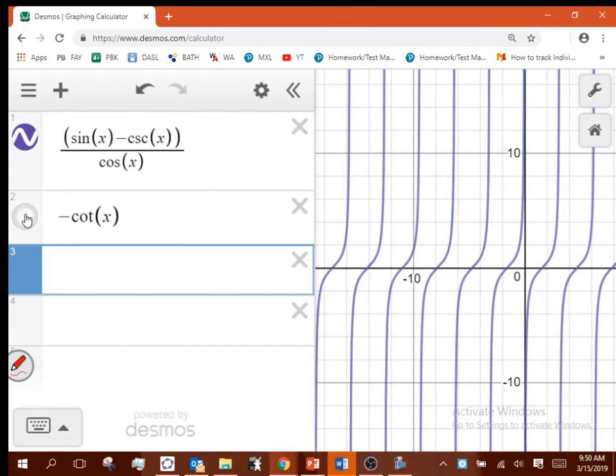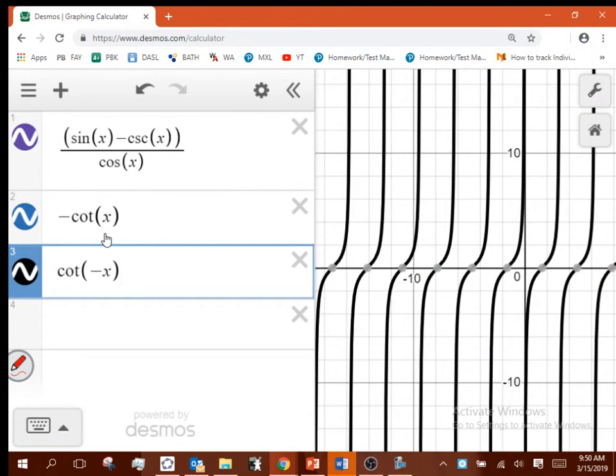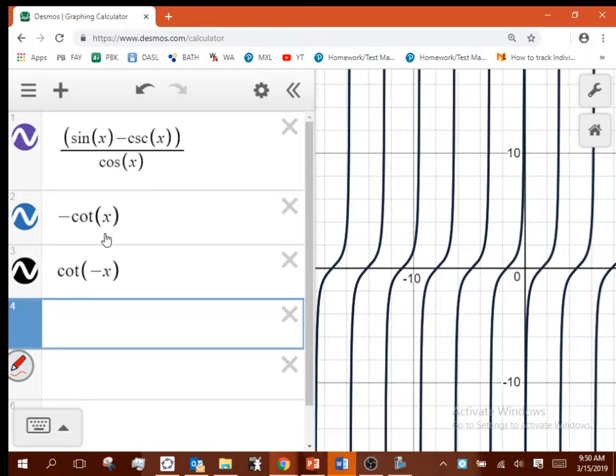Could I also do this, because of our cofunction identities? Could I take that negative and put it inside my argument? I can't. Is that something we usually want to do? No. We usually like our argument to be positive. Your tests and quizzes are handwritten, right? If you wrote cotangent of negative x, I won't give you credit for that.